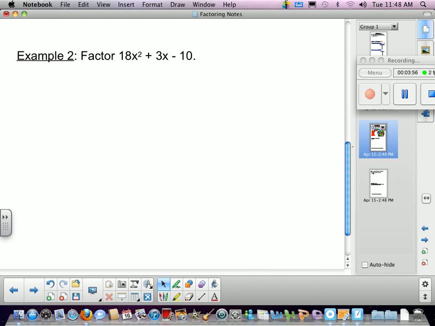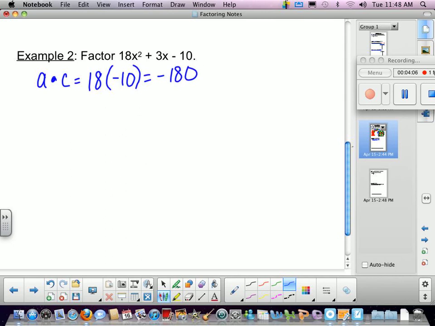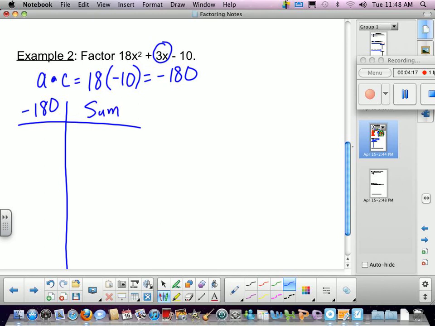Looking at example 2, we're going to do the same thing. So we do a times c. A times c this time is 18 times negative 10, which is negative 180. So we're looking for the factors of negative 180. I look at the middle term. I know it's 3, so I want a sum of 3. Since it's positive, the larger absolute value has to be positive. So I'm going to start out with something like 60 times negative 3. I know that's 57.